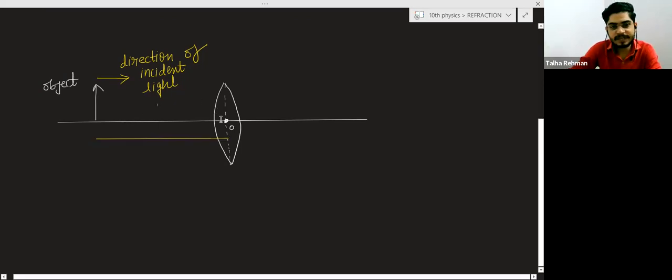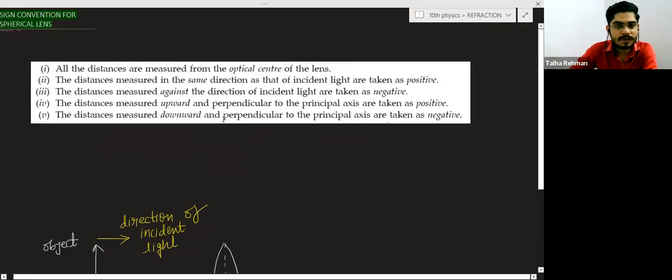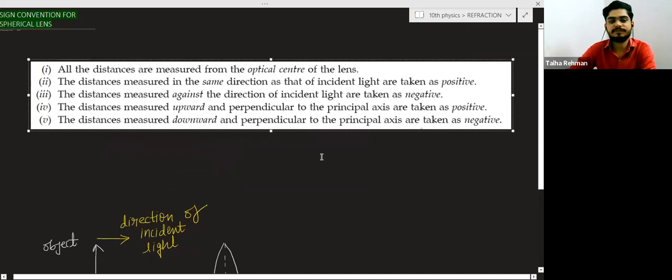For measuring the distance, we are moving. Azaan, first write these things, then we will discuss this. Then this thing will be much more clear. So just write all the points. I am just explaining it one by one.